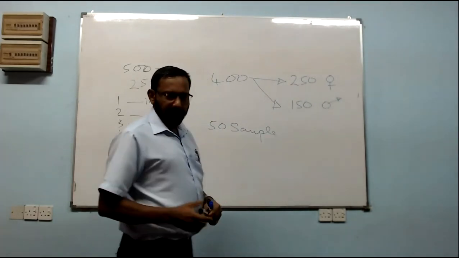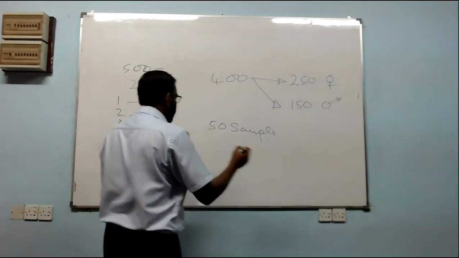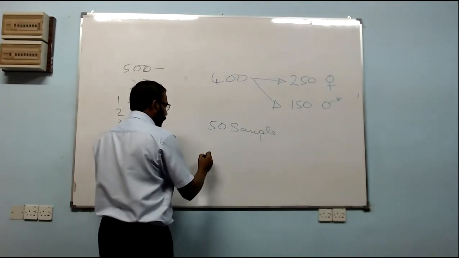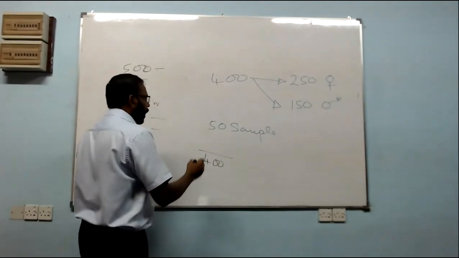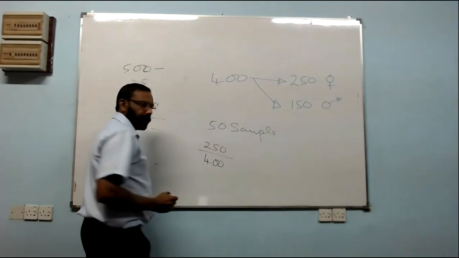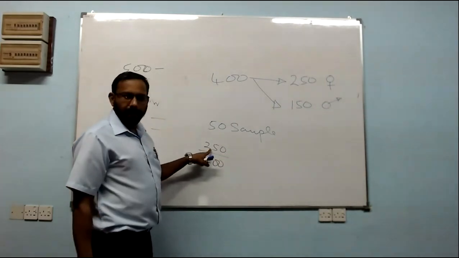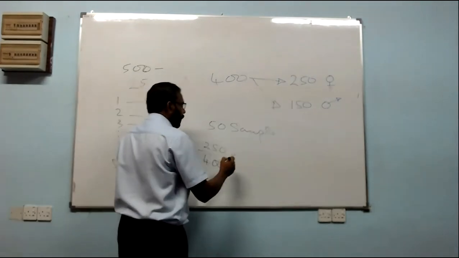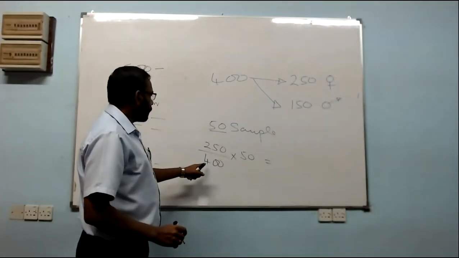What is the best way? There are different techniques available. According to the percentage. Yeah. Suppose, let's say, out of the total number, how many females are there? 250. So out of the total number of students, 250 females are there. Then out of 50, how many do I want? So what is the answer?